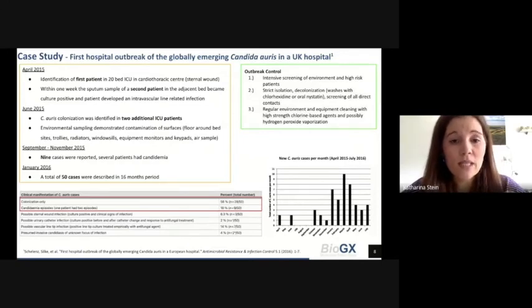tested. And this particular healthcare facility also implemented a decolonization procedure where they washed the patients with chlorhexidine to get rid of the colonization on the skin. But this was not really reported in other publications, but in this particular outbreak, this was also used. And then thirdly, regular cleaning of the environment and of the equipment was performed with strong chlorine-based cleaning agents, and possibly hydrogen peroxide evaporation was also done.